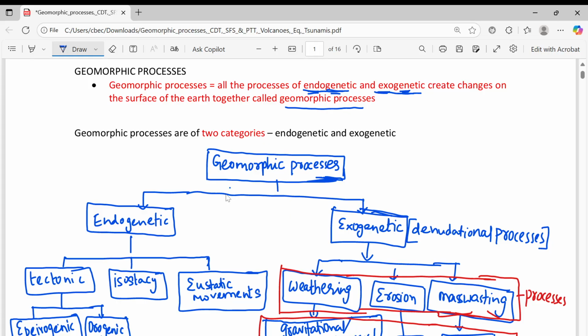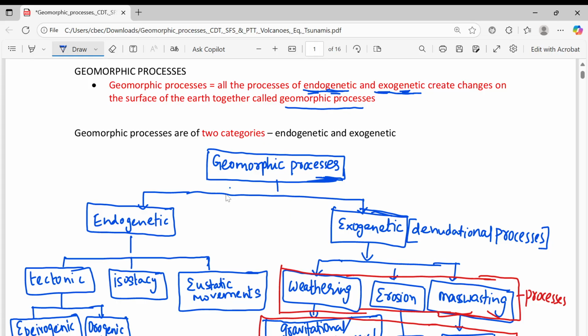So the earth surface is changed not only because of the processes happening on the earth surface. There is something happening inside the earth also. For example, a volcano is coming. When these volcanoes are forming some rock formations, some landforms on the earth surface, in the ocean floor, these things keep changing the earth surface. So endogenetic and exogenetic, two processes are there.